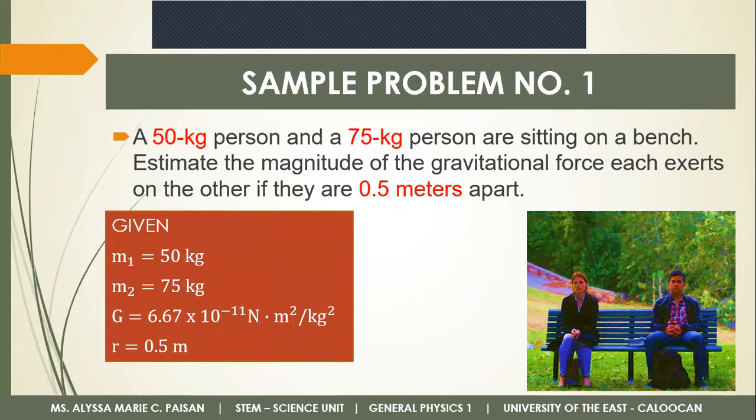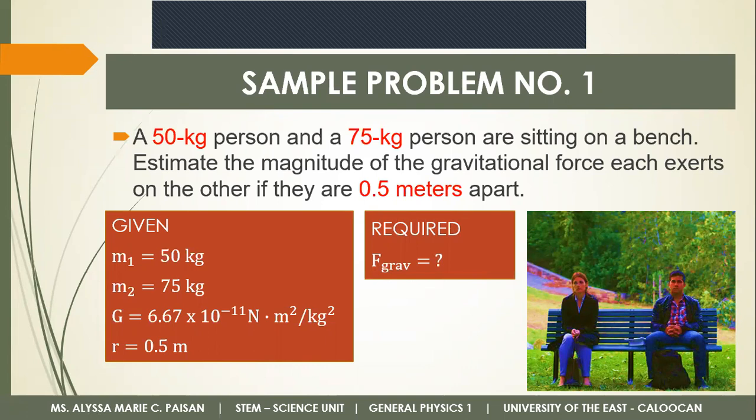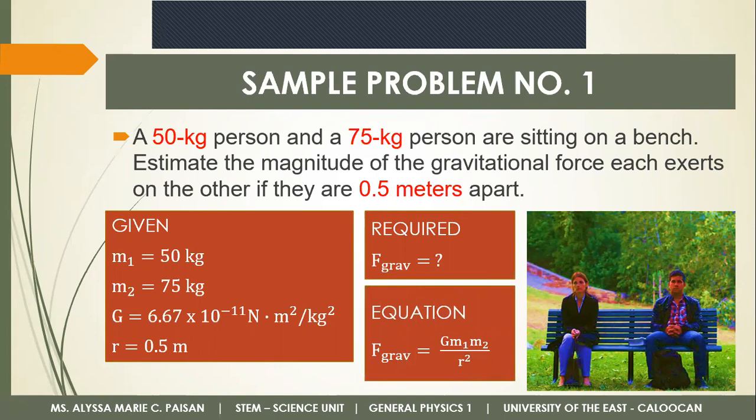So we have the given mass number 1, 50 kilograms. So interchangeable to, no? Kahit yung mass number 2 mo ginawa mong 50, tapos yung mass number 1 mo 75, it doesn't matter, no? Kasi multiply mo naman sila. And then, don't forget to include the universal gravitational constant, 6.67 times 10 raised to negative 11 Newton meters squared per kilogram squared. And then the distance between them, r, is equal to 0.5 meters. We are required to look for the gravitational force between these two masses. And then, of course, our equation would be F subscript grav is equal to G m1 m2 over r squared.